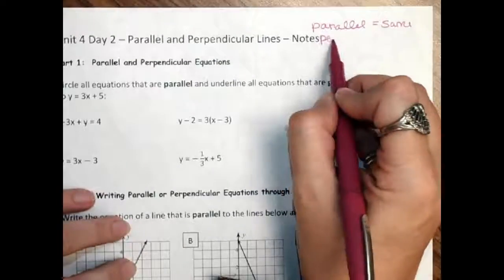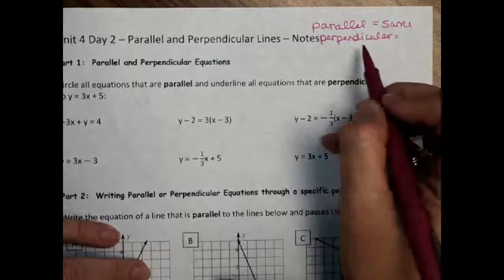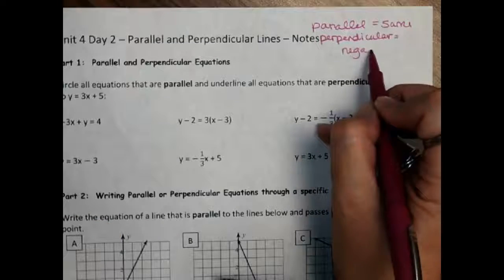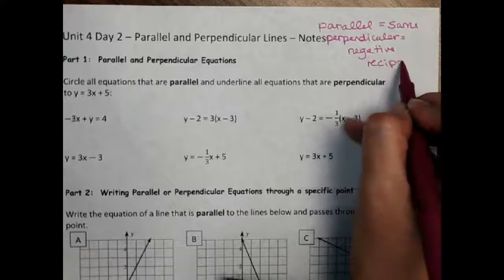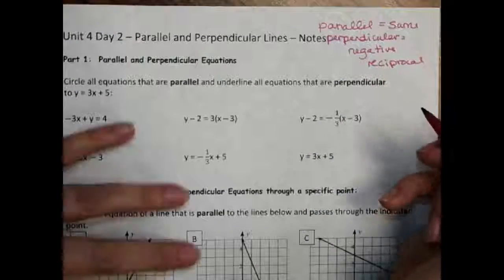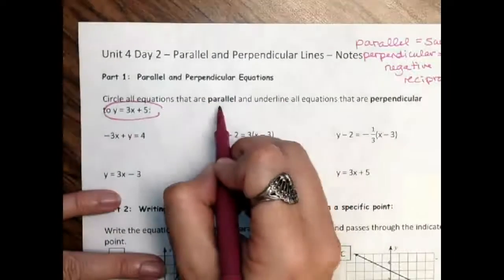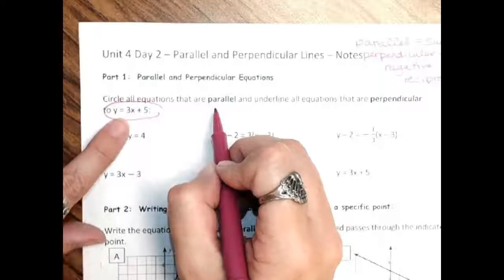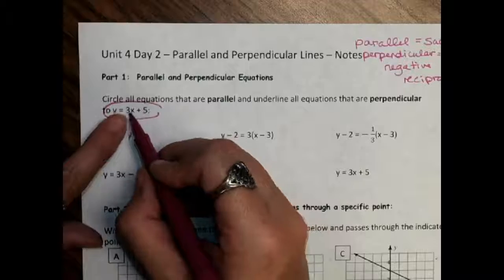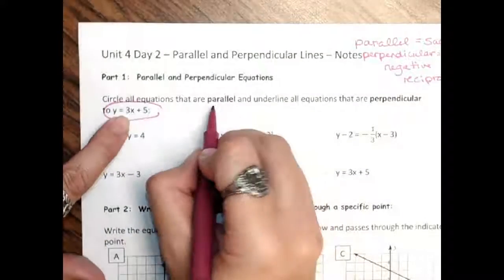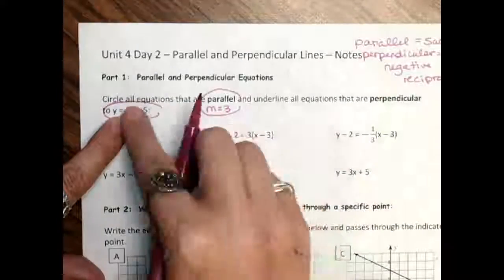Perpendicular lines, you have to make it negative, and it's the reciprocal, which means that we have to flip it over. So if this is the line I'm starting with, a line that's parallel is going to have a slope that's the same as this one. This is in y equals mx plus b. M is the slope, so lines that have a slope of 3 are going to be parallel, and it asks me to circle those.